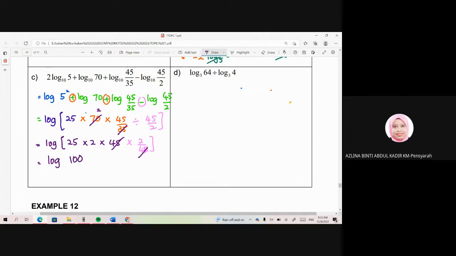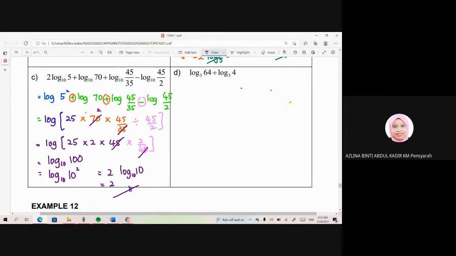Log 100 base 10, right? So how to relate 100 and 10? 100 is actually 10 squared. So you bring the power 2 in front. So we get log 10 base 10, that is 1. So 1 times 2 is equal to 2.